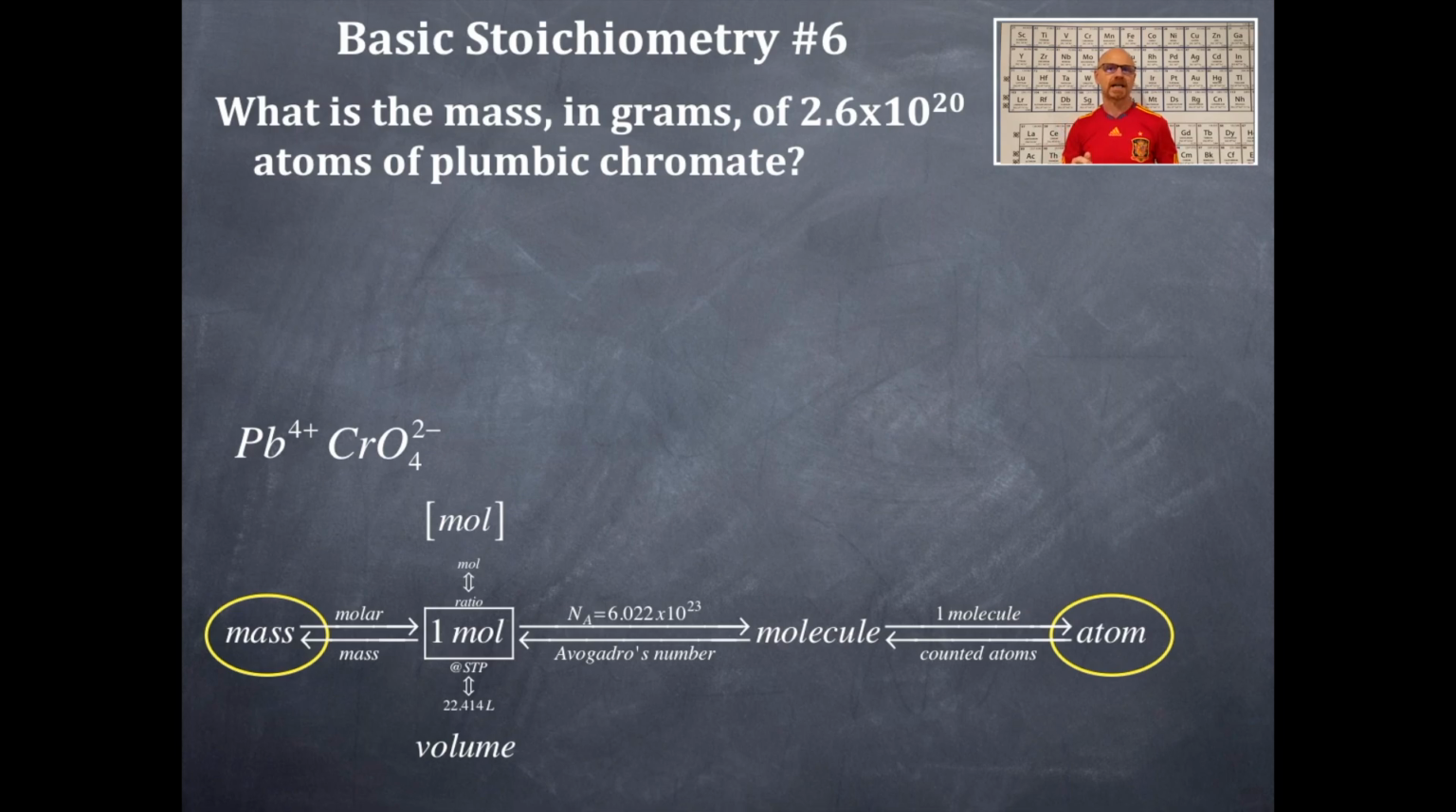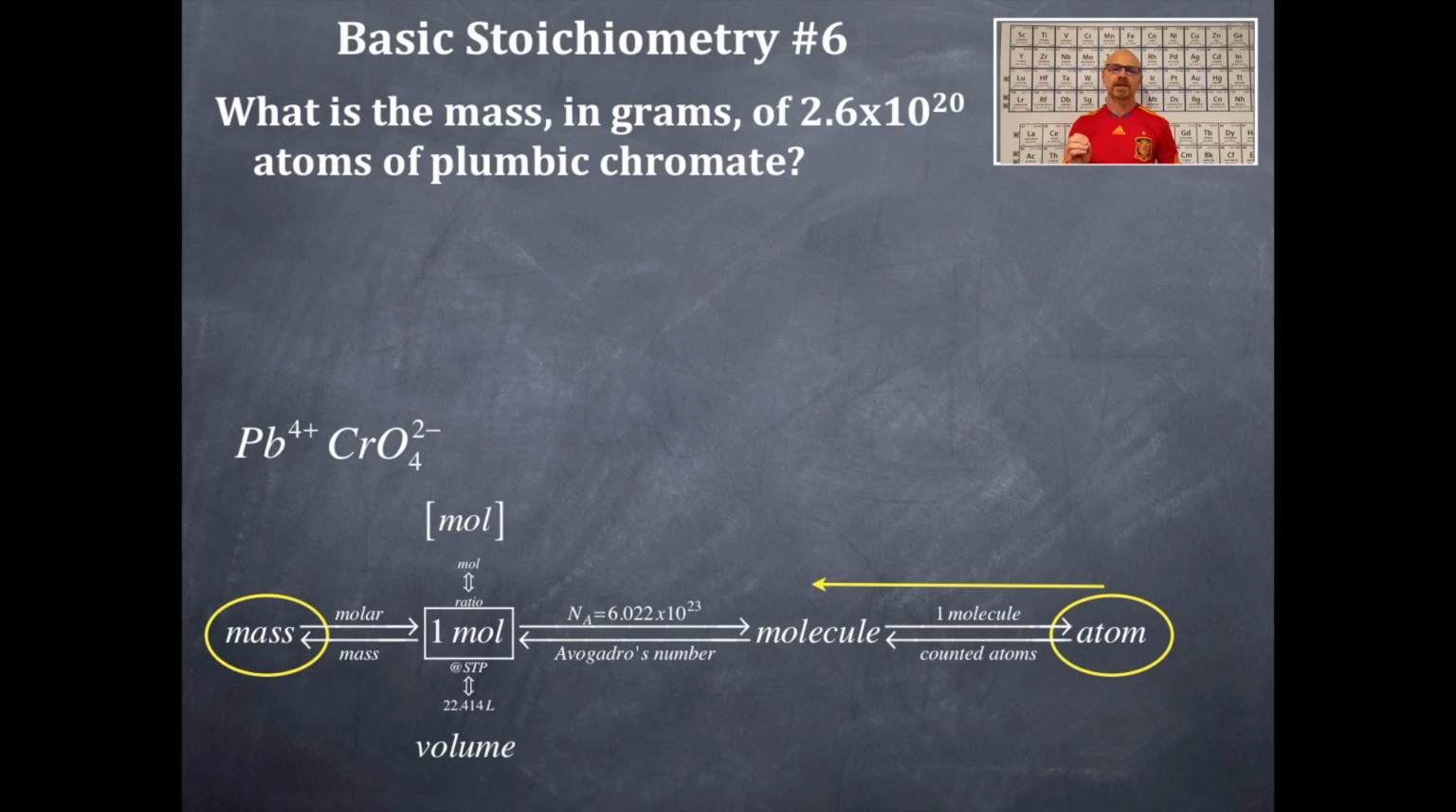So we're going to go from atoms to molecules. In going from atoms to molecules, it's always a counting number of atoms and one molecule that you're using. So one molecule of plumbic chromate has how many counted atoms? There's going to be 1 of the lead, 2 of the chromiums, and then 8 of the oxygen. So 8, 9, 10, 11 atoms total. Okay? Now I have 11 atoms for every 1 molecule.